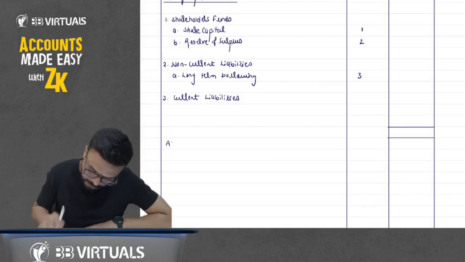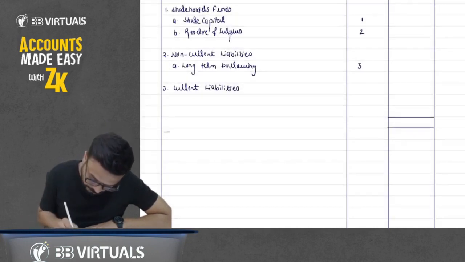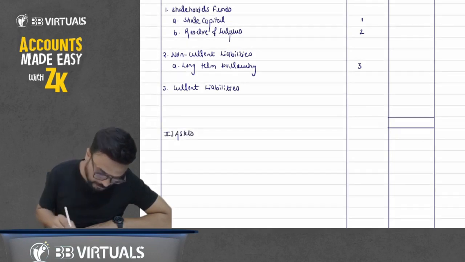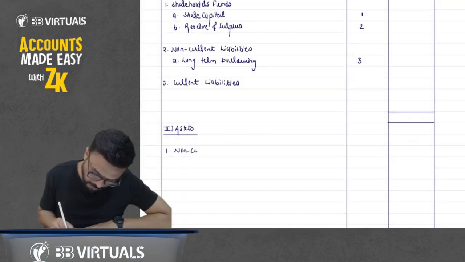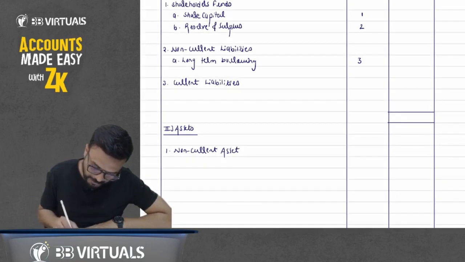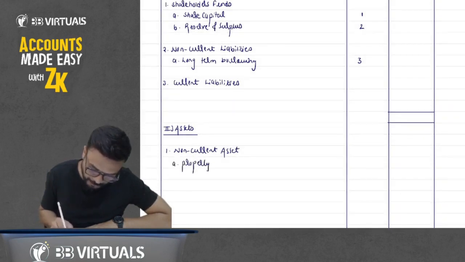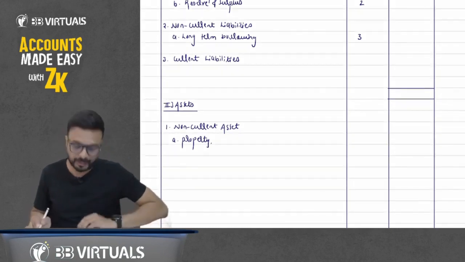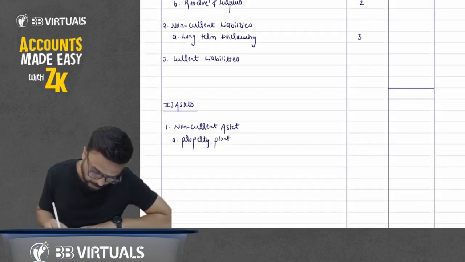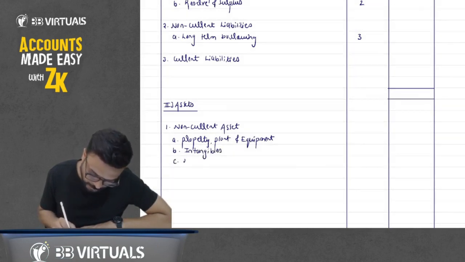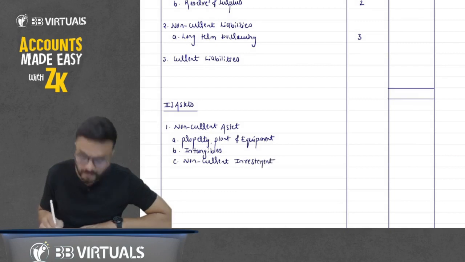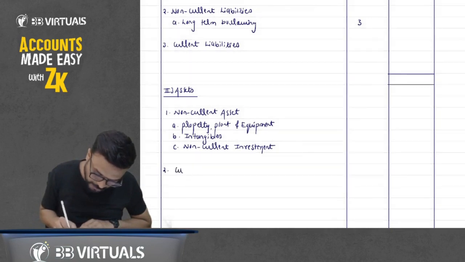Then write down assets. First write down non-current assets. Under non-current assets, there is property, plant and equipment, and property, plant and equipment belongs to tangible assets. For intangibles, a separate heading. Property, plant and equipment. Second item here, intangibles. Third is non-current investment. Write down here non-current investment, then current assets.